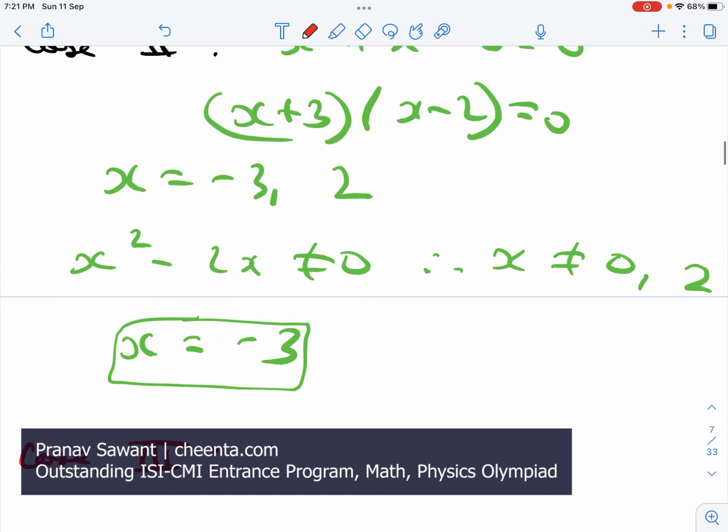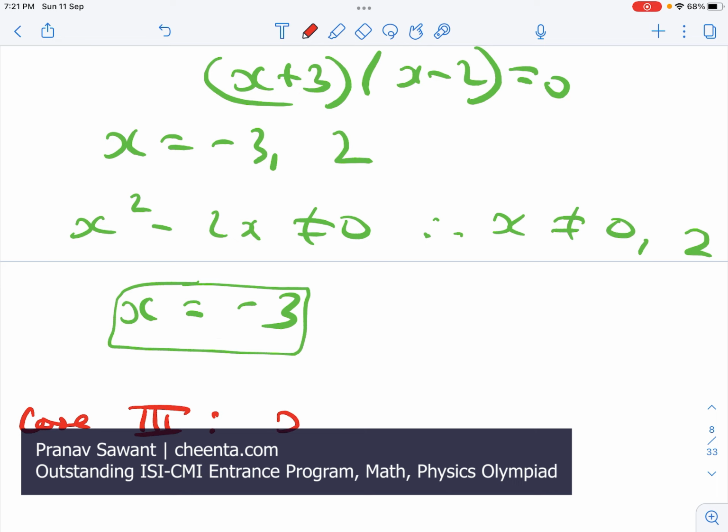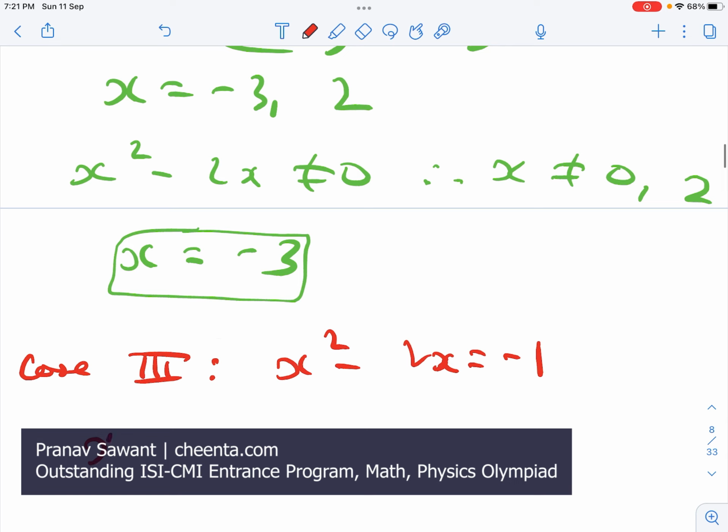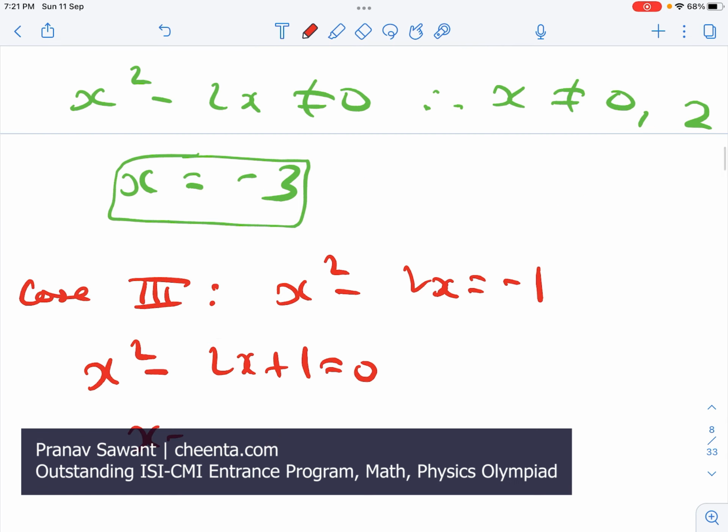And here we had minus 1 raised to the power even, right? Minus 1 raised to an even power. So we have x square minus 2x is equal to minus 1. Or in other words, x square minus 2x plus 1 is equal to 0. And this is, as you very well might know, x minus 1 whole square is equal to 0. So therefore, x equals 1.